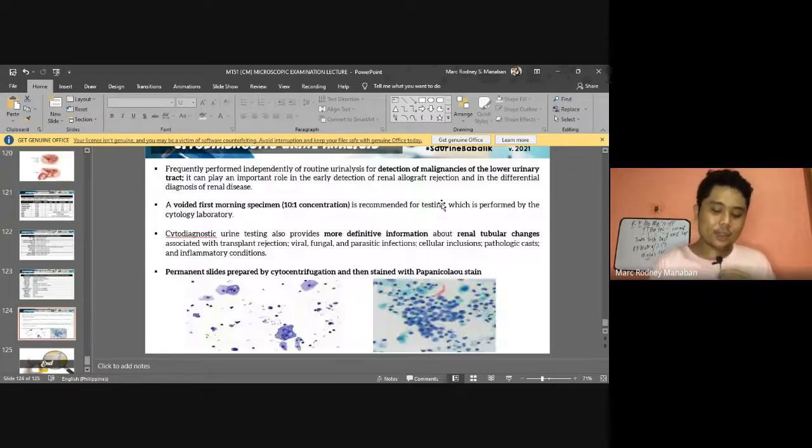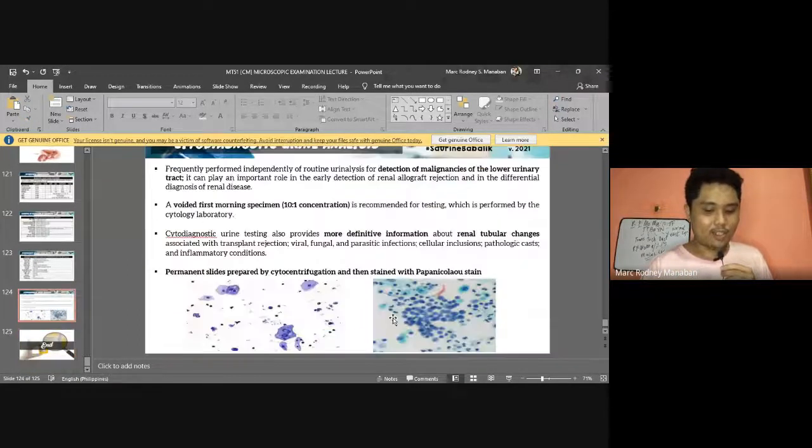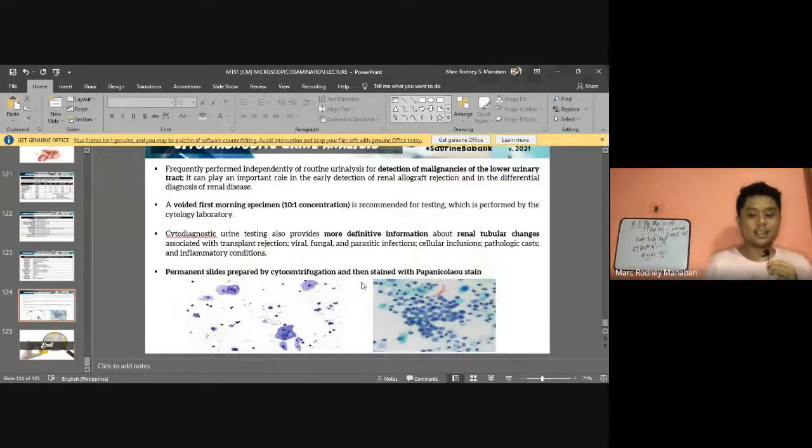All right, and lastly, cytodiagnostic urine analysis. This is a procedure in which you use the sediment of urine produced by cytocentrifugation. We'll discuss cytocentrifugation in your CSF. It is more on detecting malignancy. You sediment the urine, see the cells, and stain using Papanicolaou stain, or if there is none, you can use Wright stain. But the best is Papanicolaou. It gives more definitive information on renal tubular changes and different cellular changes. It is more on cytologic studies, for detection of malignancies of the urinary tract.